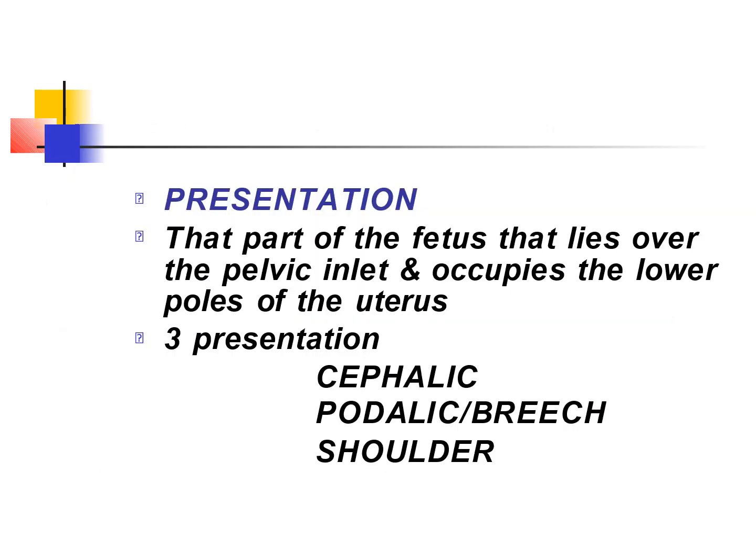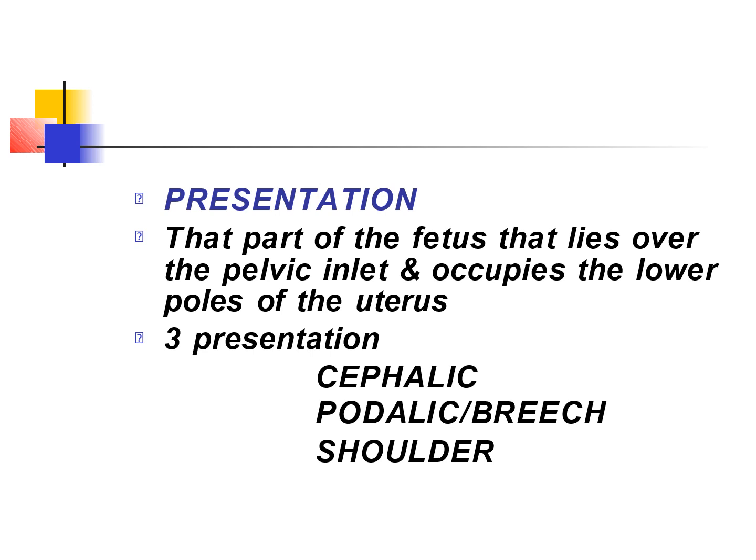Next is the presentation. It's a part of the fetus that lies over the pelvic inlet and occupies the lower pole of the uterus. That is the part of the fetus which is coming in the lower part of the uterus or in the lower segment of the uterus, and naturally or automatically that part will be lying near to the pelvic inlet or lying above the cervix.